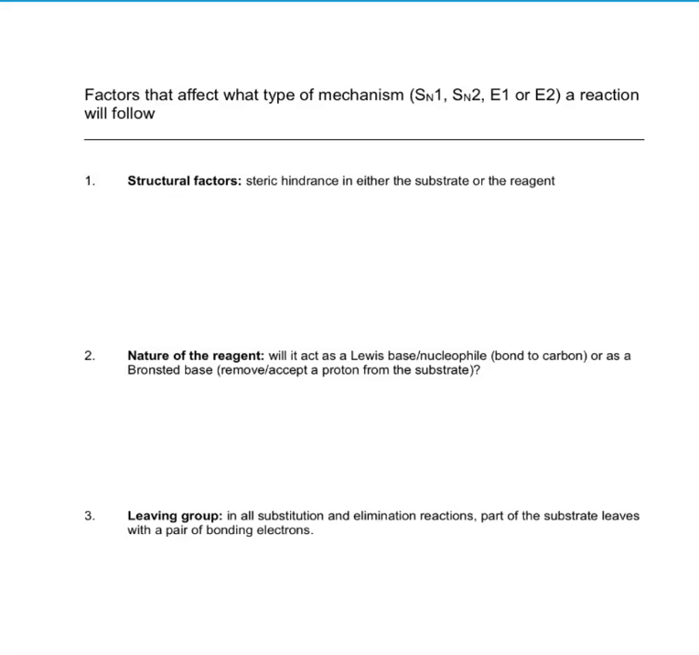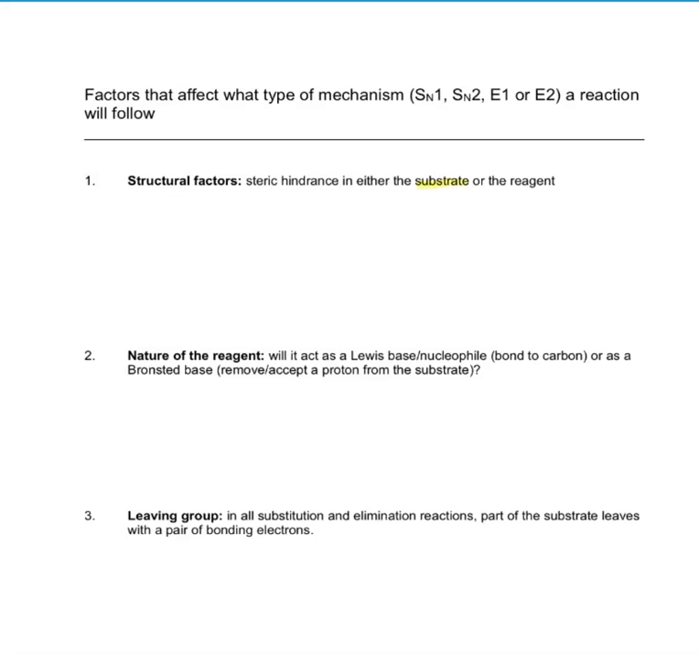Now, what is it that you need to consider when you look at a set of reaction conditions? How do you know what you're supposed to be looking at? What do you need to focus on in order to tell whether a reaction is going to be SN1, SN2, E1, or E2? Okay, so there are a few things. Let's talk first about what you might call structural factors. That's going to come down to, is there steric hindrance in either the substrate or the reagent that you're reacting it with?